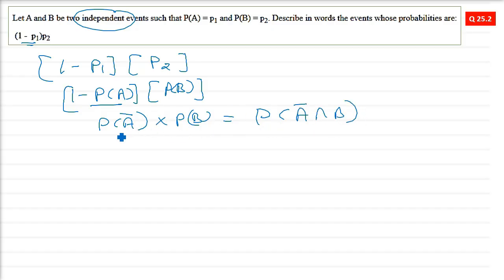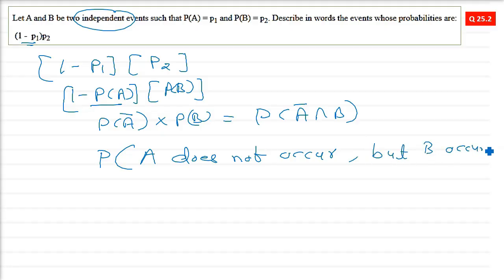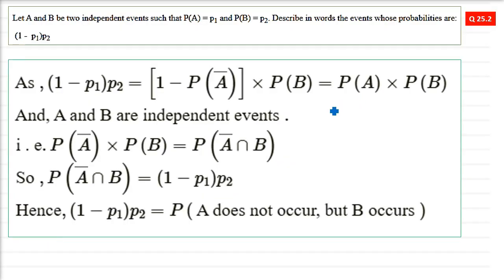So how do we write this in words? A is not occurring. This is clear. A naught means A is not occurring. A does not occur, A does not take place, but B will occur. B will take place. B will happen. A wouldn't occur, B would occur. So this is how you are going to write it.